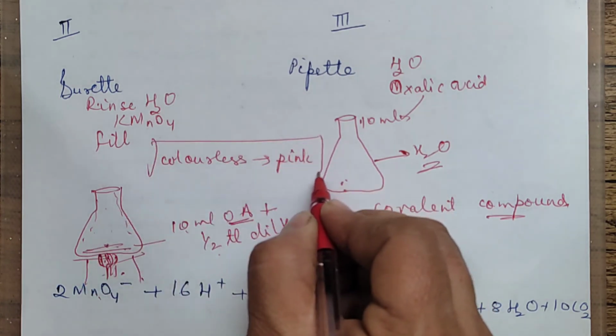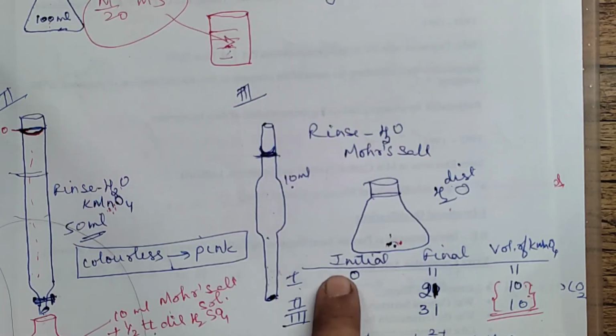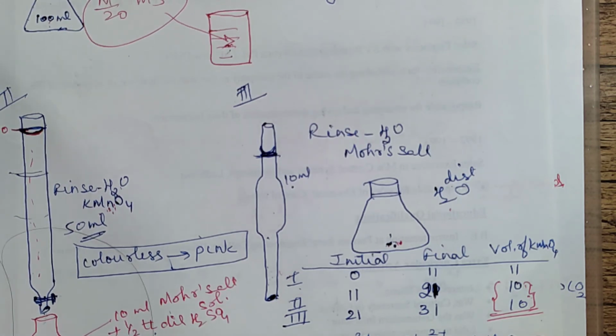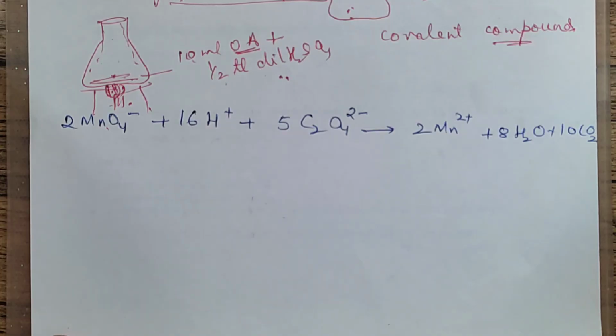Note down the reading as we did in the previous case. Initial reading, final reading, and constant readings, the two values which are constant. That reading you note down, and then we will use it in the calculation part. Like I showed you in the previous one, you'll make an initial column and a final column, and note down the readings of the KMnO4. Readings might be different, but I'm just showing you once again. So the constant value you will note down.